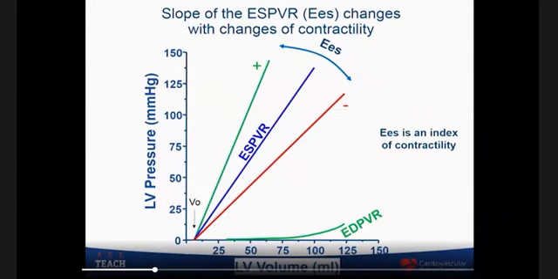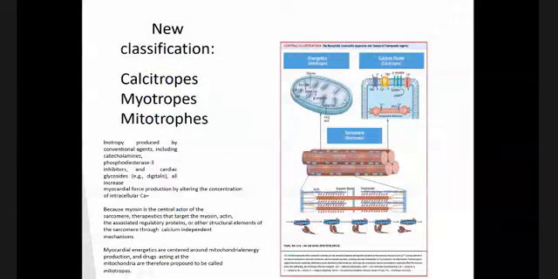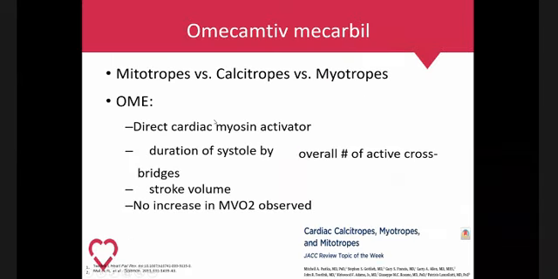Now we are all bent on increasing the contractility of the heart, but we have three ways to do it. We have the calcitropes, which are all the inotropes that we know, which increase the calcium inside the contraction apparatus. And then there are the myotropes, which are drugs that increase the ratcheting of the actin-myosin. And then the mitotropes, which increase the energy production and allow better energy utilization at the mitochondrial level.